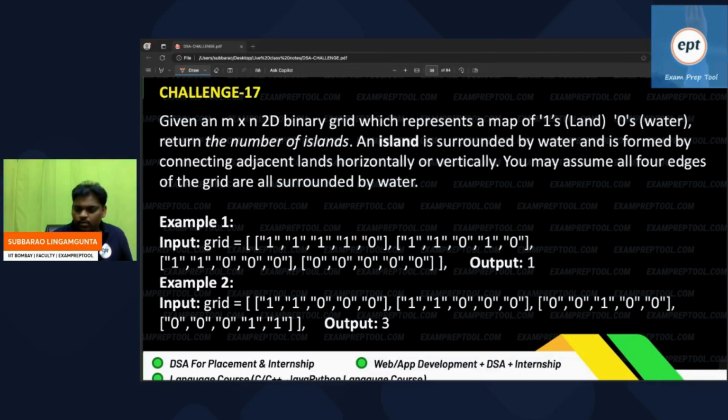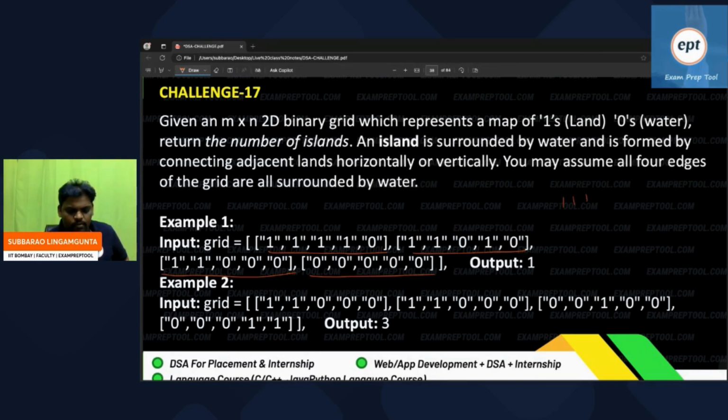What is the meaning of land here? What is the meaning of water here? Remember, in a matrix, 1 means land, 0 means water. An island is surrounded by water and is formed by connecting adjacent lands together, horizontally or vertically. I have so many examples. If you see the first example, this is one row, one more row, one more row, one more row. If you write it properly, you will get the clarity.